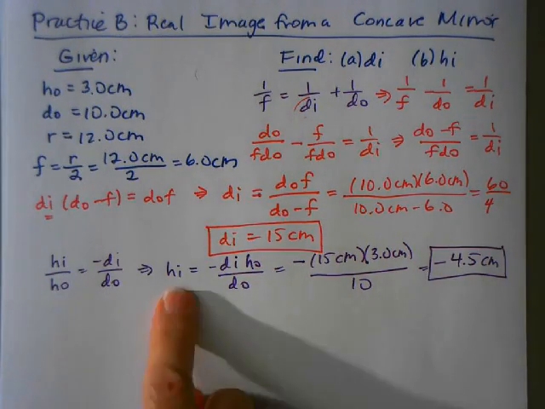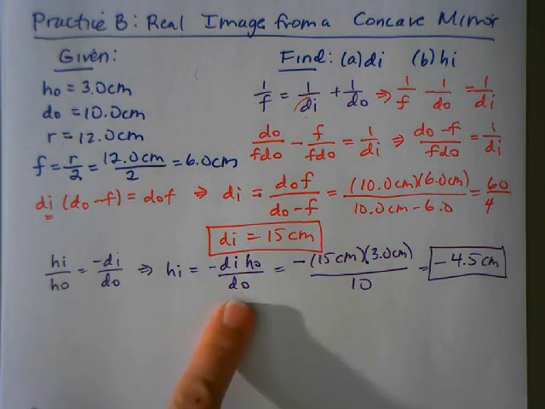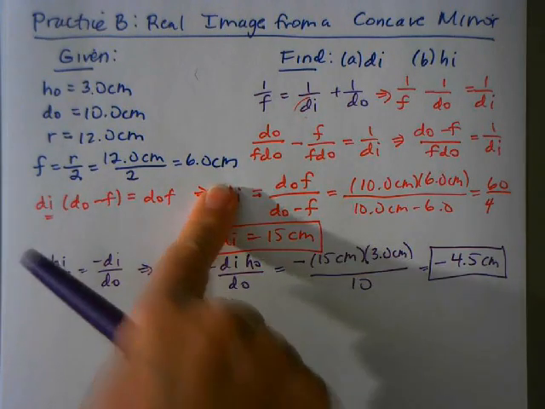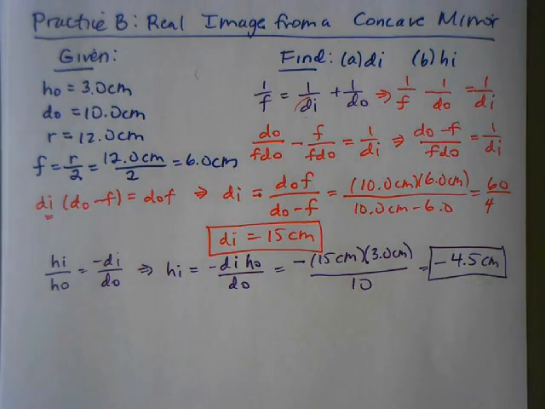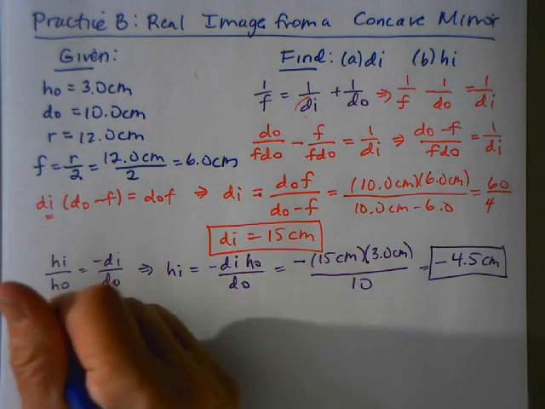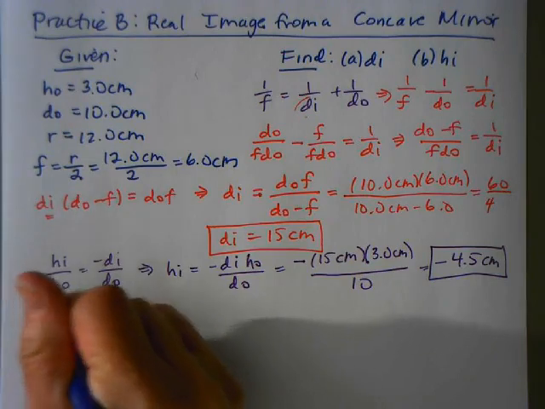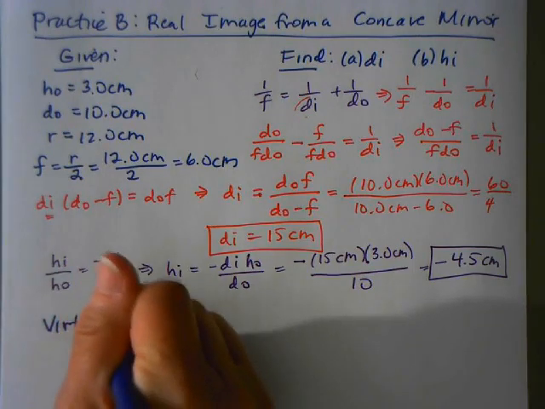So again, the height of the image, when I'm looking at my principal axis, positive is upright and negative is going to be inverted. All right, let's look at the next set. So it's virtual images from concave, and what we'll do is the first problem there as well.